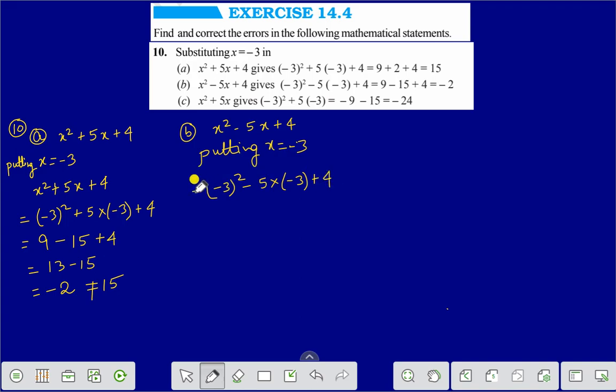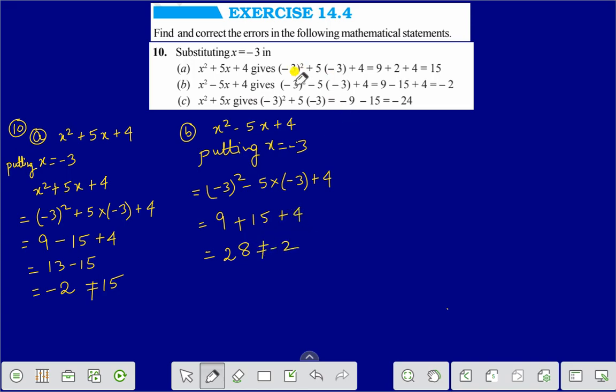That is we are getting 9, minus into minus is plus, 5 times 3 is 15, plus 4. Or we are getting 4 plus 9 plus 15, which is 28. But here this is not equal to minus 2. 28 is not equal to minus 2.